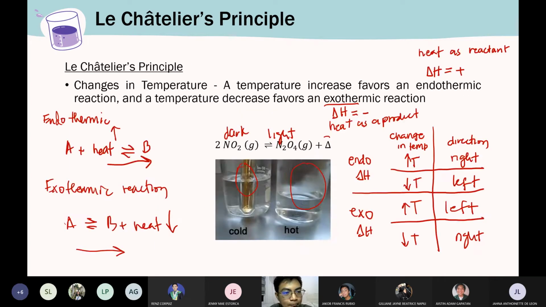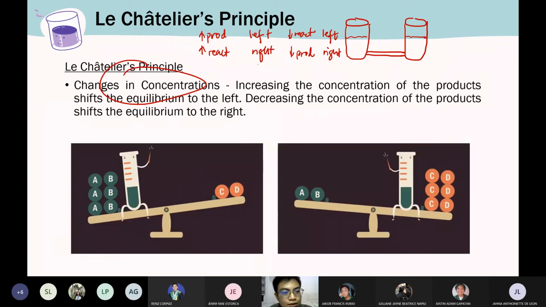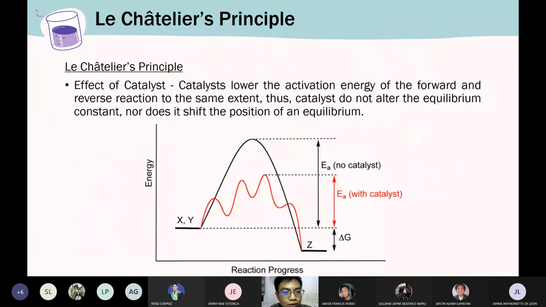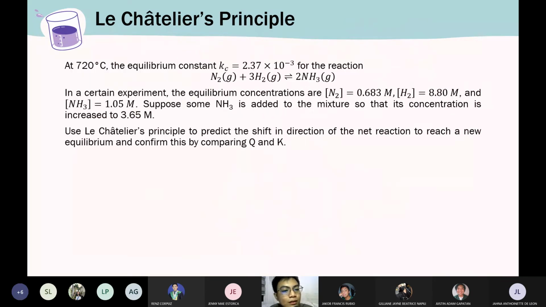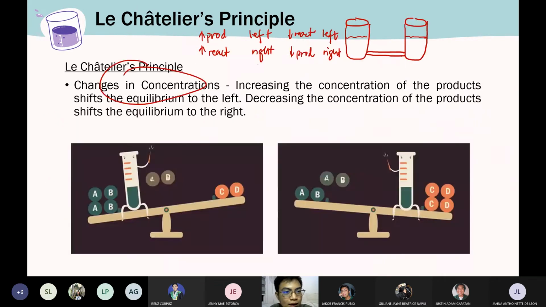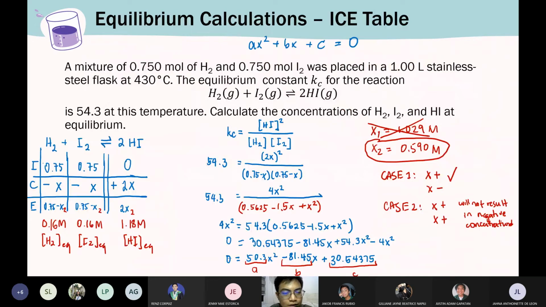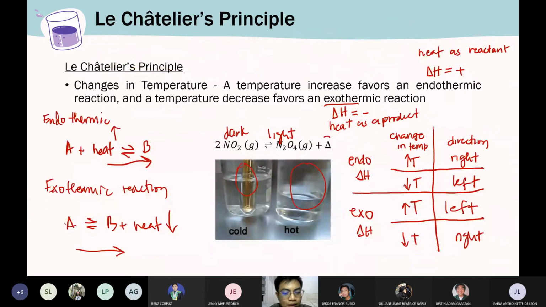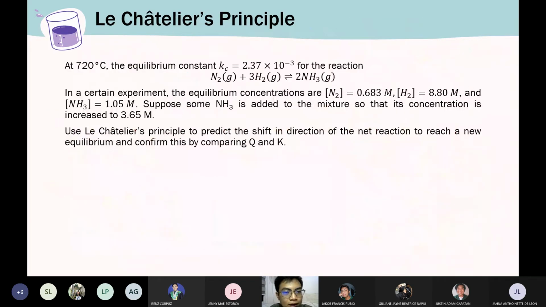So, that's the changes in concentration, pressure, temperature, and effect of catalyst. By the way, this one is additional problem lang to, pero walang ganito sa quiz. Okay na ako dun sa mga ice table lang. So masterin nyo na lang. Pero itong mga nilagay ko dito, wala na yan.